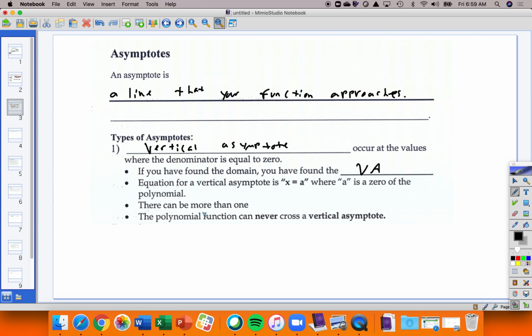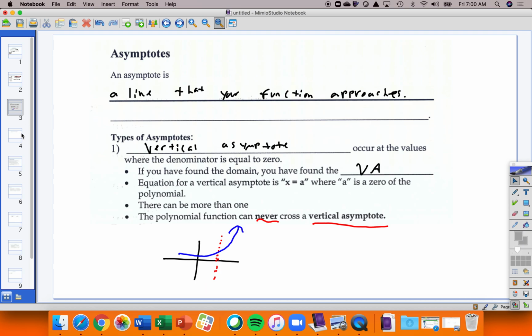Okay. There can certainly be more than one vertical asymptote, and this is a type of asymptote that your function will never ever cross. So when you have a vertical asymptote, if you draw me a vertical asymptote, like I'll draw one here, if this is your image, you draw a vertical asymptote, and then you draw me a function that looks like this, I'm going to tell you you're wrong. There's no way a function can go through a vertical asymptote.